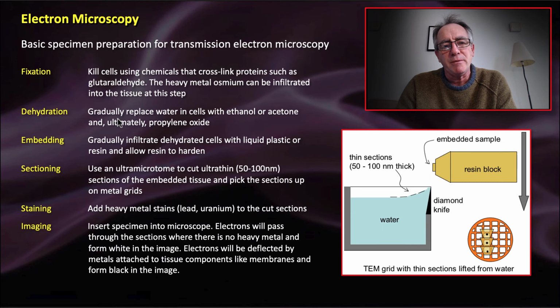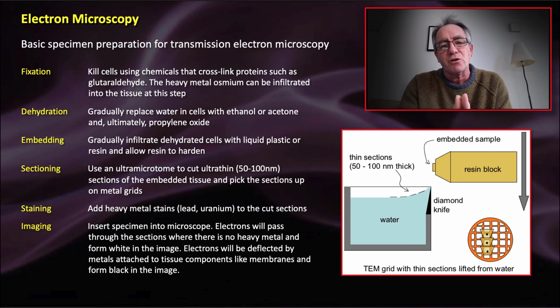You start by transferring your specimen from the fixative. You wash it with water. Then you move it from water into, for example, 5% ethanol. Then 10%, then 30%, then 50, 70, 95% ethanol, and finally 100% ethanol.